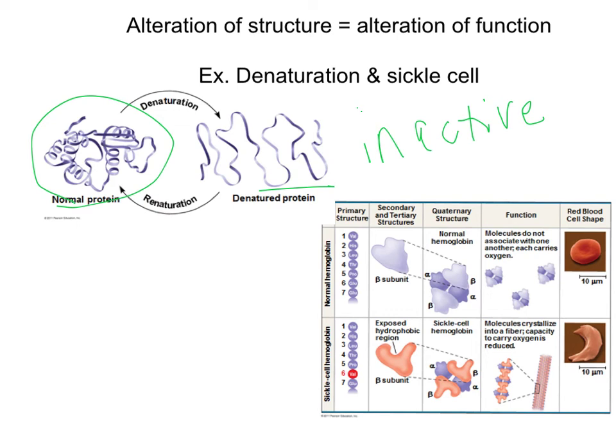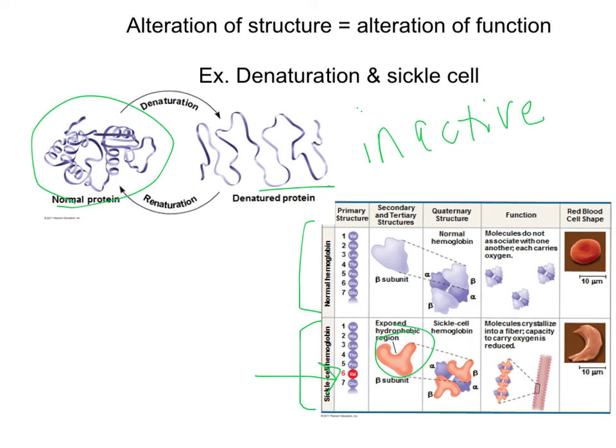Another example here would be sickle cell anemia. If I look at my normal hemoglobin versus my sickle cell hemoglobin, hopefully you notice there's an alteration in the primary structure. This number 6 here, instead of being glutamine, is valine. By changing that one amino acid, it exposes this hydrophobic region in the beta subunit. So there is a difference in the folding of the protein, the conformation of the protein, because valine's R group is going to be different than glutamine's R group.